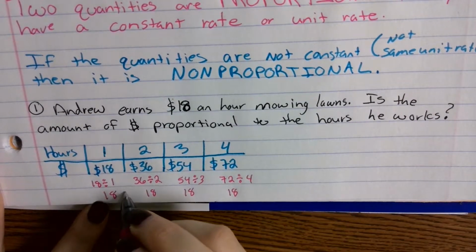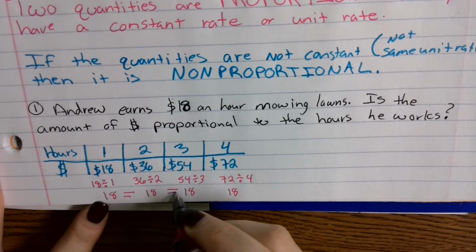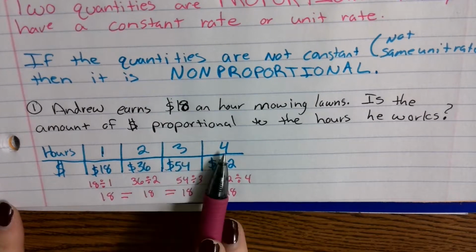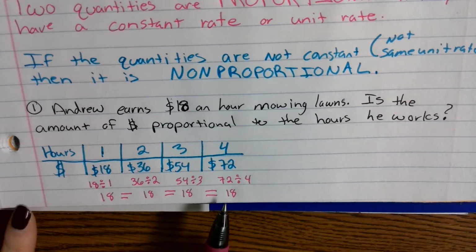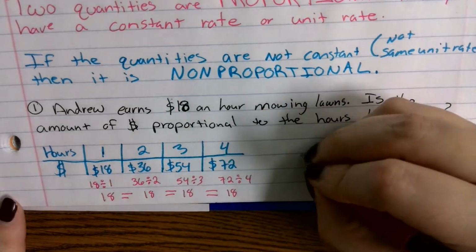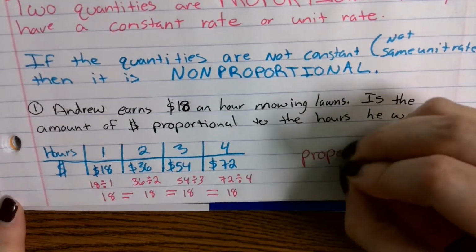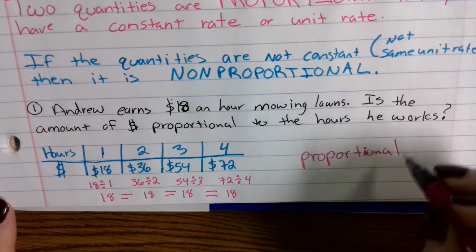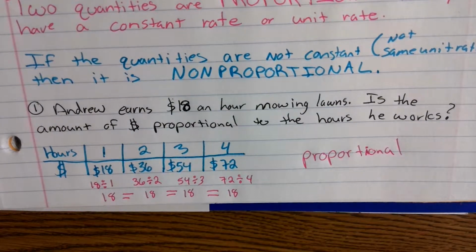The fact that the rate is the same from every single one of these ratios, they're all equal, means it is a proportional relationship. Because every single thing is the same throughout the entire problem, it does consist of a proportional relationship.